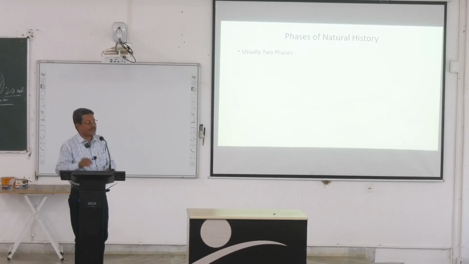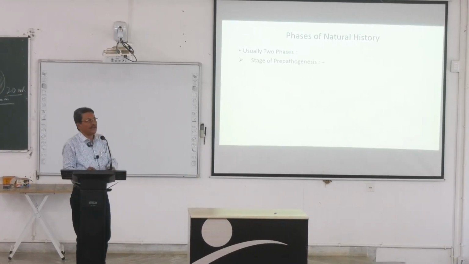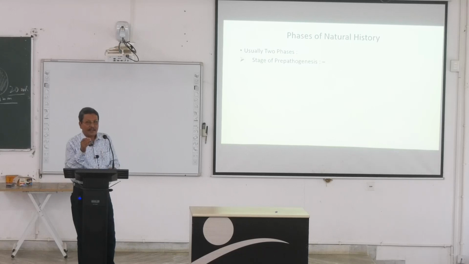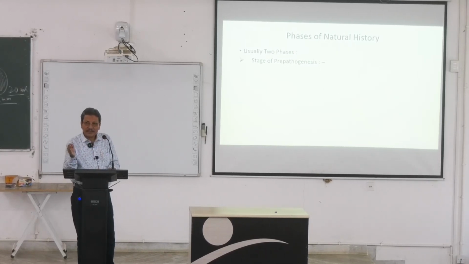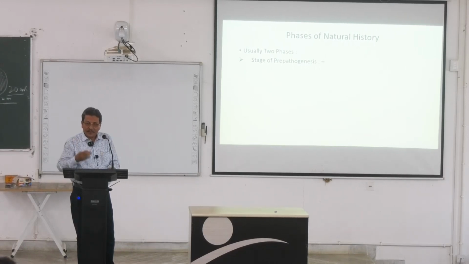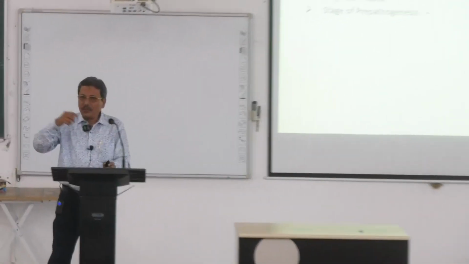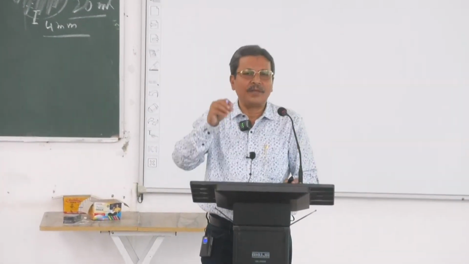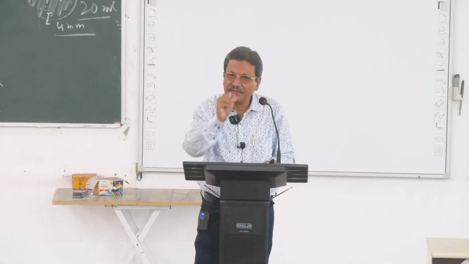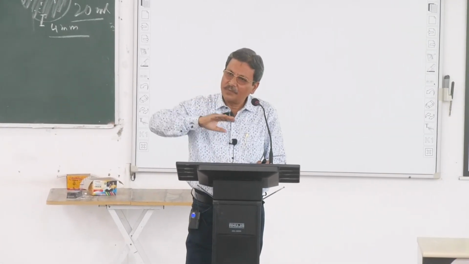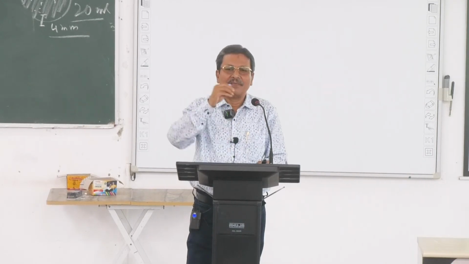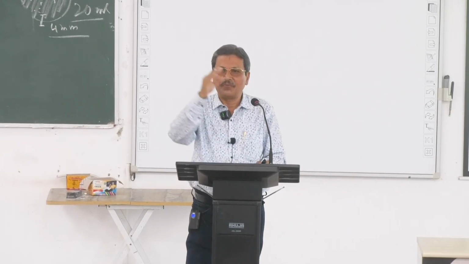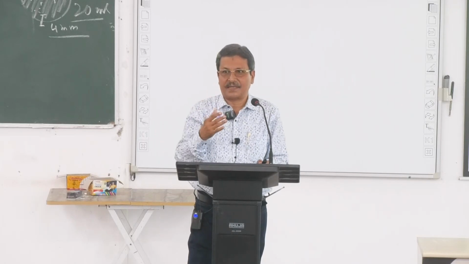Usually there are two phases of natural history. One is the stage of pre-pathogenesis. Do you understand the difference between physiology and pathology? What is physiology? Normal body functions. Human body or any animal being is originated by different cells, so cellular mechanisms are going on. We eat, it digests, metabolizes, absorption takes place. These are part of the physiology, the normal function of the body.